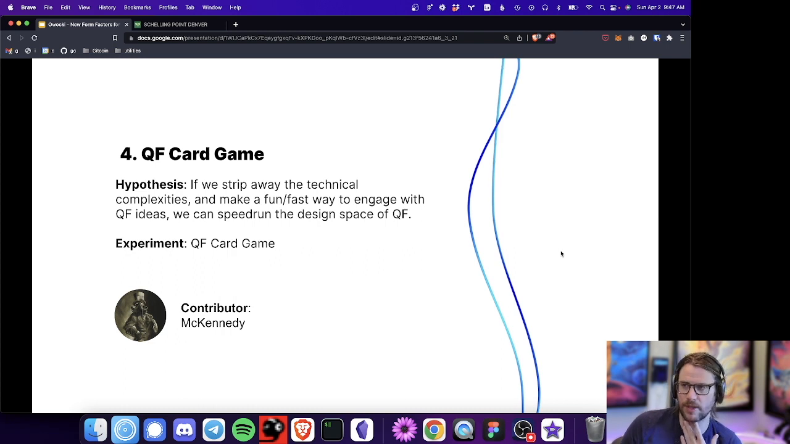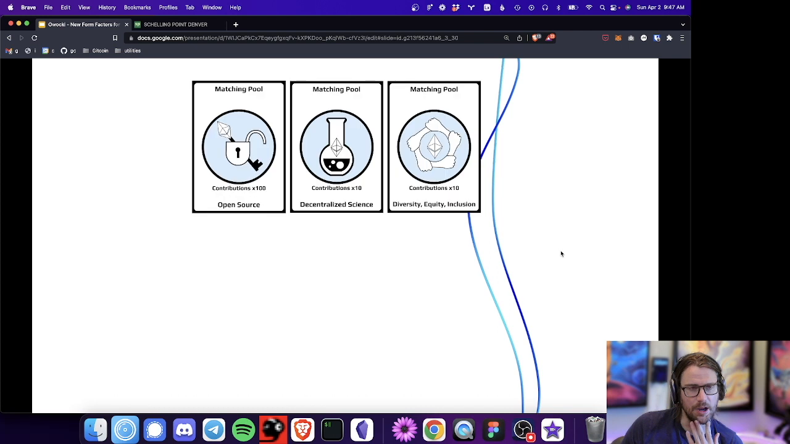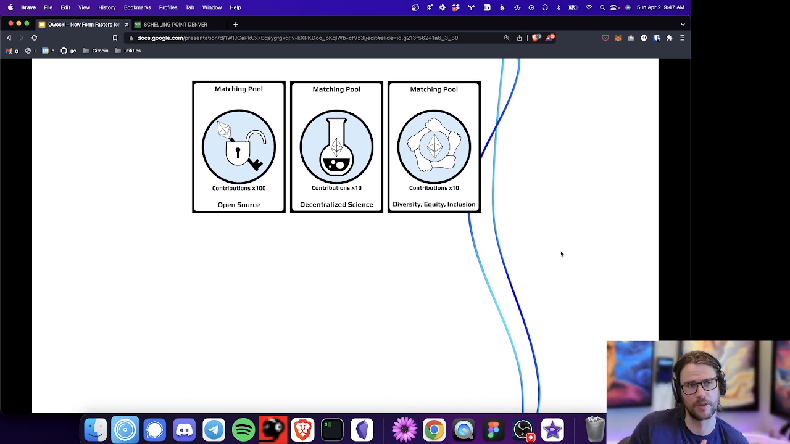So I've been working with a contributor in the Gitcoin ecosystem named McKennedy on a QF card game, and this is basically the way it works. You're given a deck of cards, you distribute the cards amongst a group of players, and anyone who has a matching pool can put it down on the board. So in this example, we've got open source, which has contributions times 100 in it, decentralized science, which has contributions times 10, and DEI matching pools.